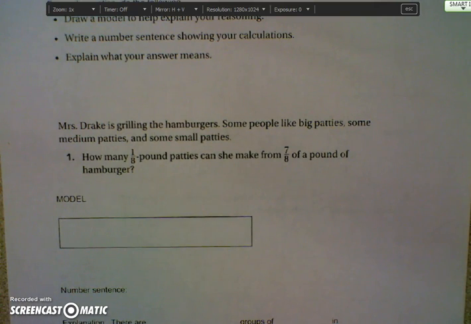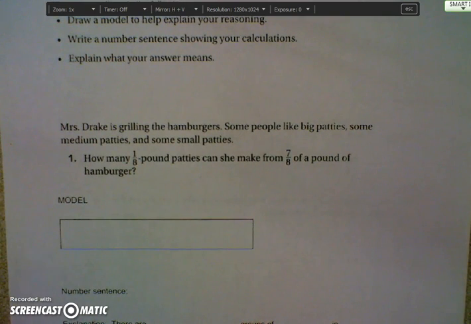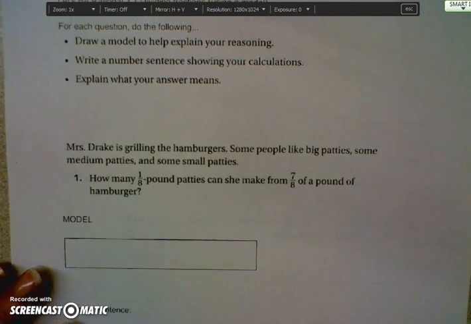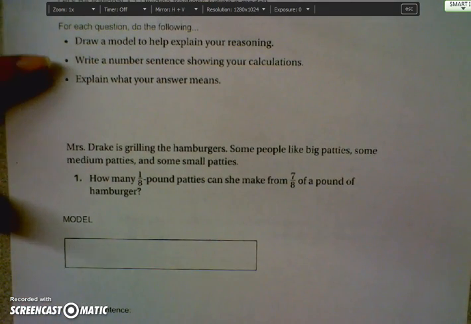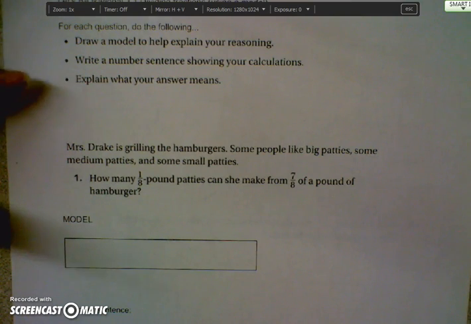Hi guys, I wanted to make a video to go over our division modeling strategies so that you could have it to be repeatable and you could rewatch the division strategies. So our first problem talks about taking a certain amount of hamburger meat and dividing it up into smaller burger patties. For each one of these questions, we're going to draw a model, write a number sentence, and explain what the answer means.